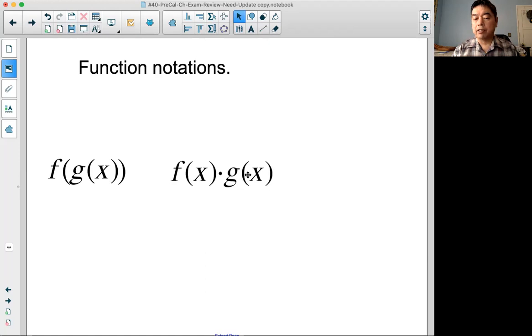f of g of x, f of x times g of x. Just remember this, and if they give you the function, how do you deal with it? Okay.